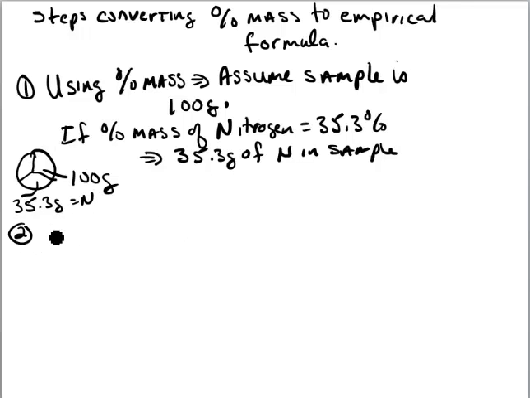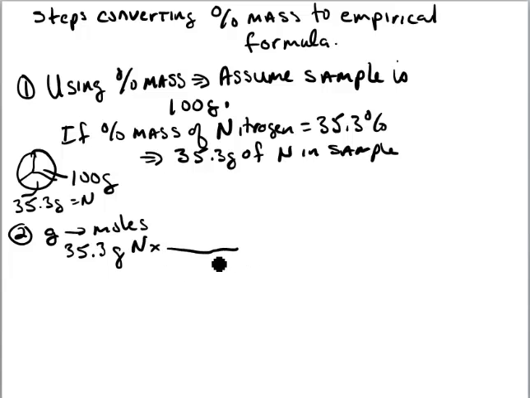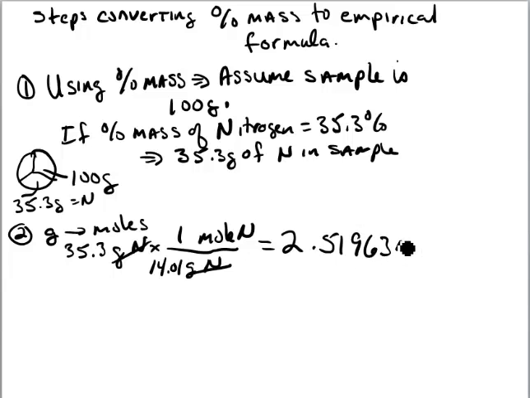Now the second step is to convert grams to moles. So if I have 35.3 grams nitrogen, I'm going to cancel grams of nitrogen, and I want to go to moles of nitrogen. In nitrogen, that is 14.01 grams for every 1 mole. So my units cancel, and once I do that calculation, that tells me that I have 2.51963 moles of nitrogen in my sample.